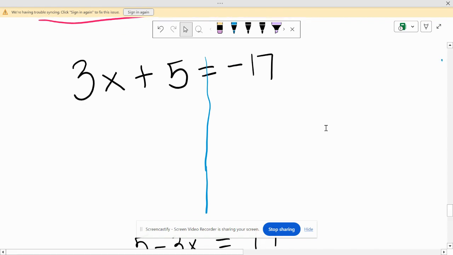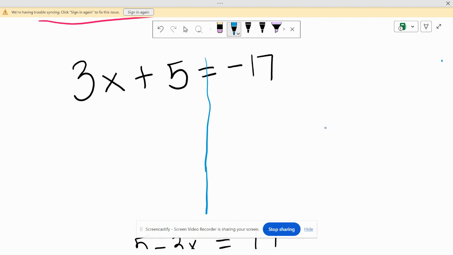So looking at this equation, I am noticing that I have -17 over here on the right, and -17 is just a regular plain old number. And then on the left, I have 3x, which has a variable. So I want to try and get all of my variables on one side and all of my plain regular numbers on the other side. So since I already have a plain regular number over here with no variable, that's where I'm going to try and get all of my plain regular numbers.